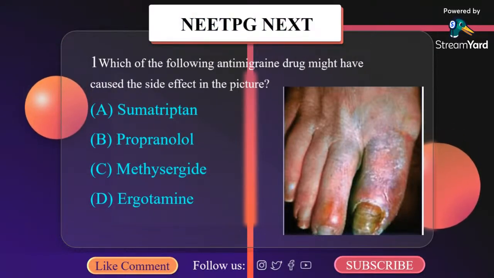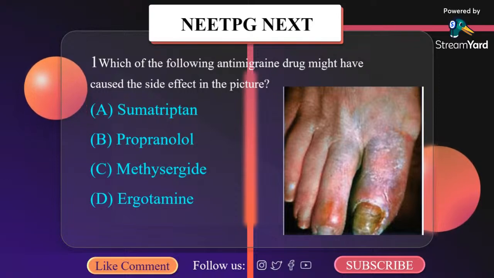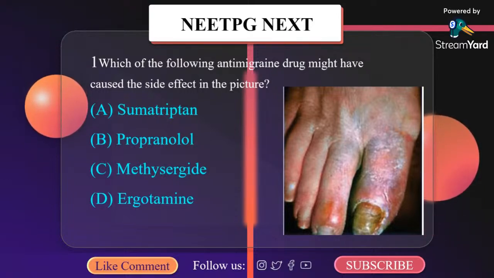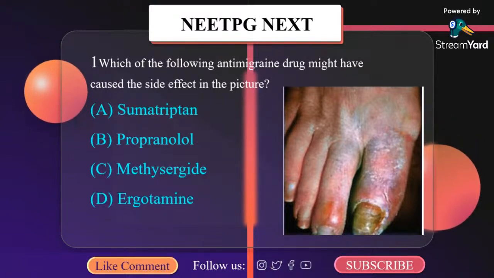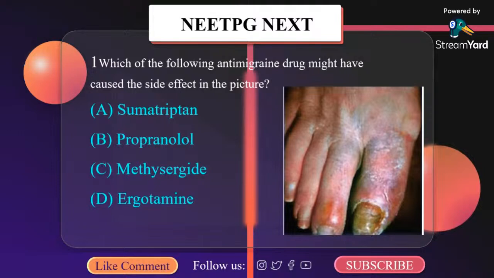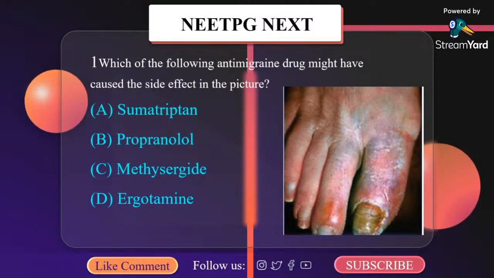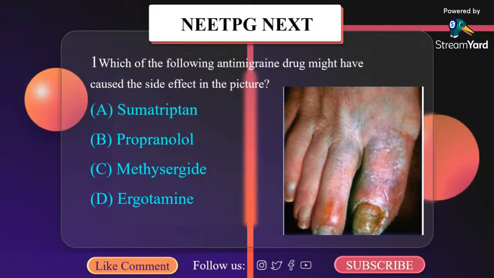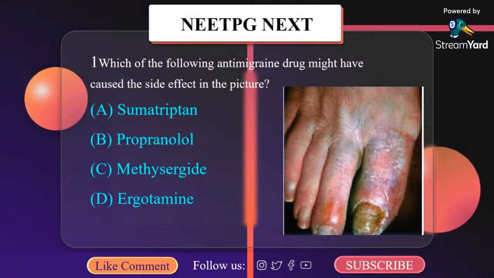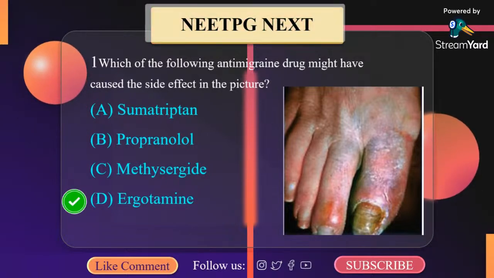Which of the following anti-migraine drugs might have caused the side effect in the picture? Here the picture shows there is vaso-occlusion and gangrene. Ergotamine can cause severe peripheral vasoconstriction and gangrene in organs with end arteries like fingers. So, the anti-migraine drug which can cause this is ergotamine.